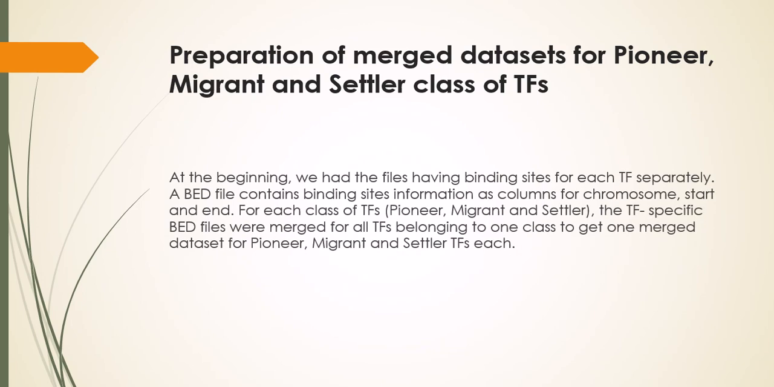In the first part, at the very beginning, we had files having binding sites for each transcription factor separately. A BED file contains binding sites information as columns for chromosome, start and end, which means a BED file must contain at least 3 columns corresponding to the chromosome, its starting location and its ending location. For each class of transcription factor, the TF specific BED files were merged for all TFs belonging to one class to get merged dataset for pioneers, migrants and settlers.